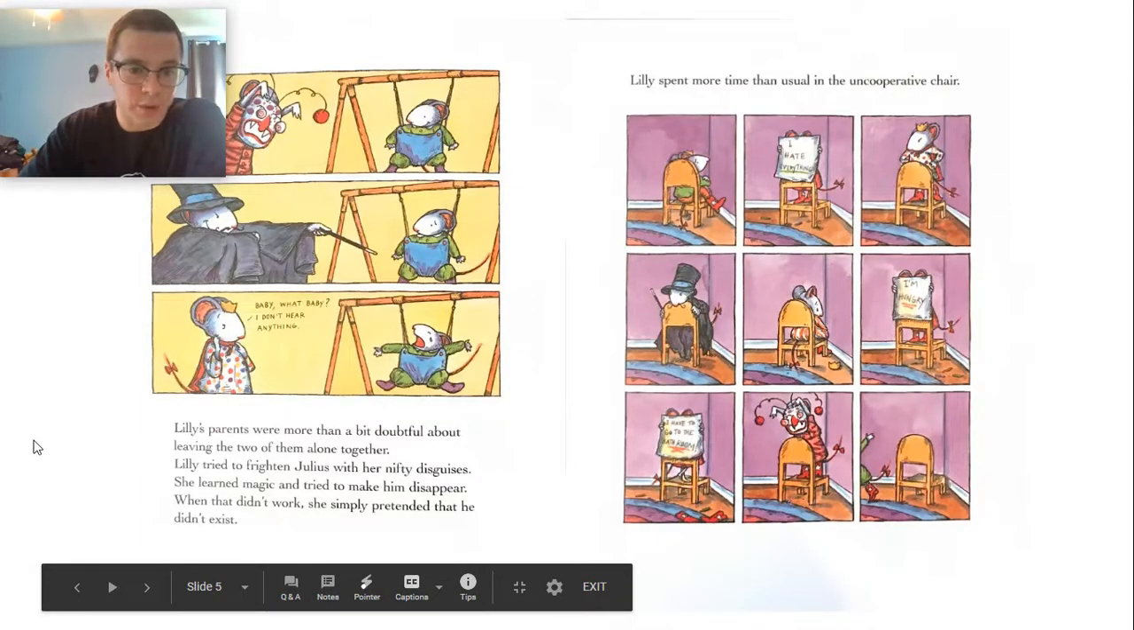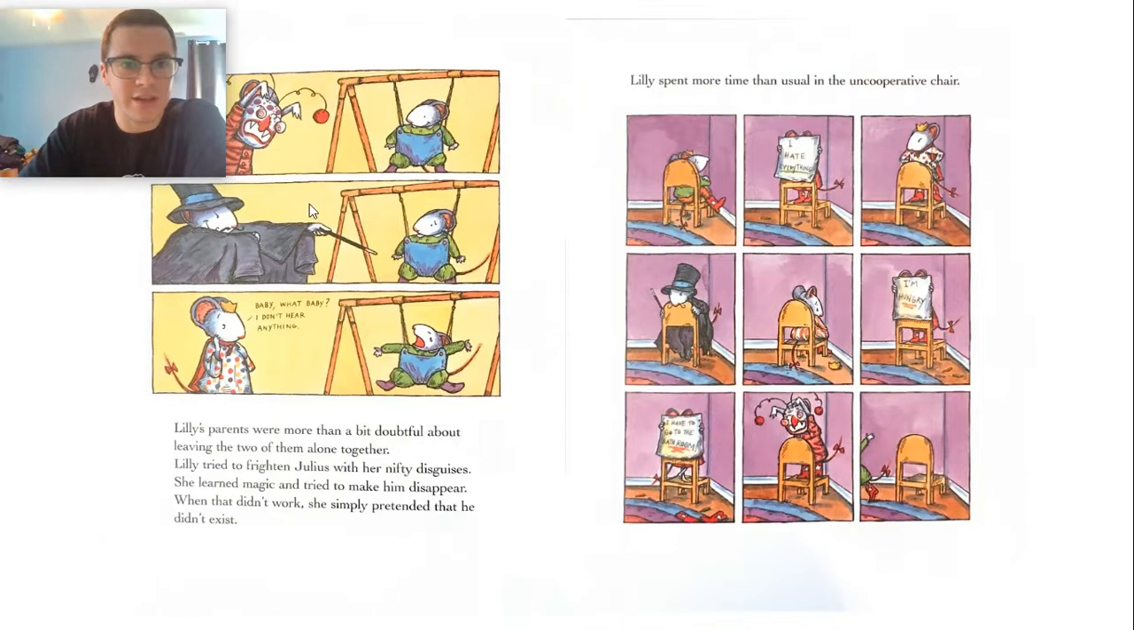Lily's parents were more than a bit doubtful about leaving the two of them alone together. Lily tried to frighten Julius with her nifty disguises. She learned magic and tried to make him disappear. When that didn't work, she simply pretended that he didn't exist. Doesn't seem very kind. She's trying to scare him. Baby? What baby? I don't hear anything. So now she's ignoring him crying.